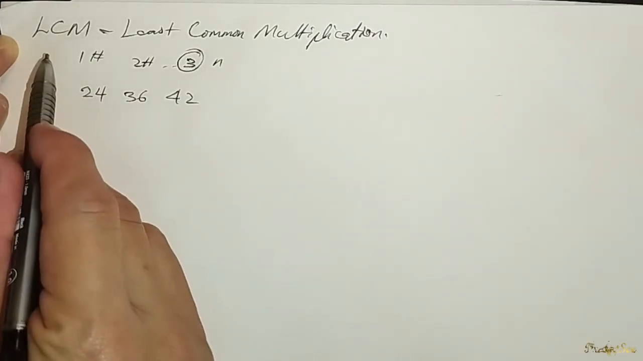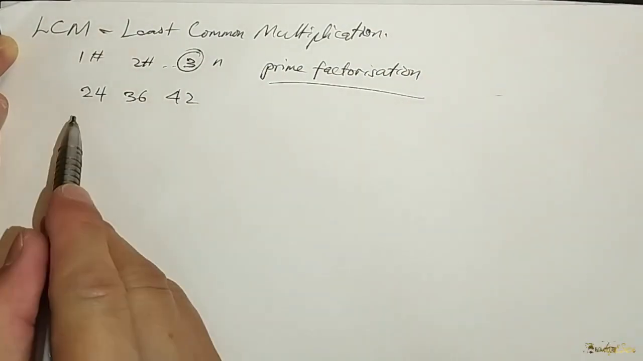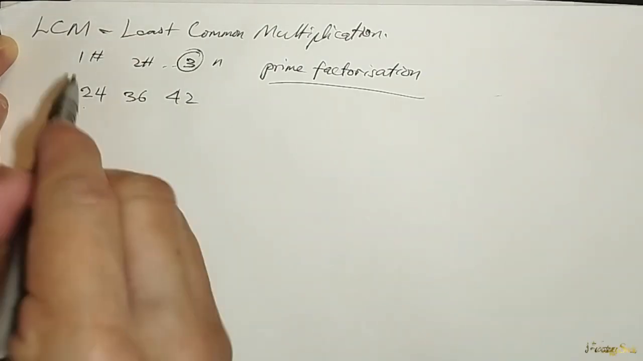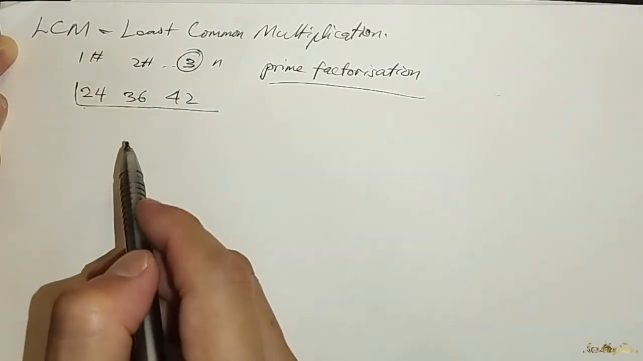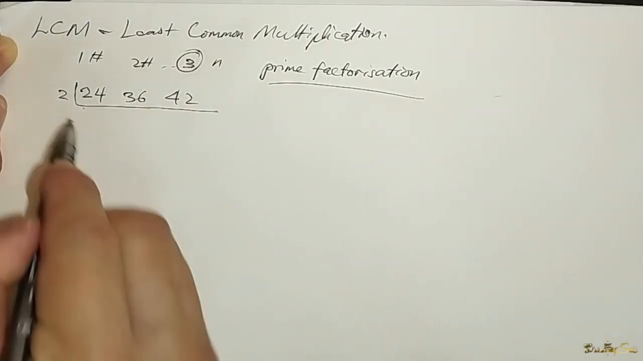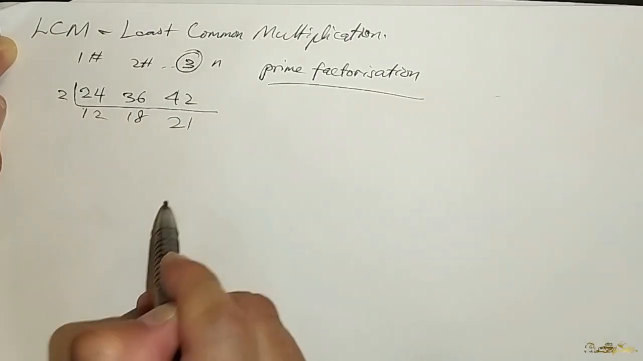I'm now showing you using prime factorization. You have to find, using prime factorization, the LCM for these 3 numbers. To do that, we divide by the least prime number. The smallest prime number is 2. Divided by 2, 24 is 12, 36 is 18, and 42 is 21.